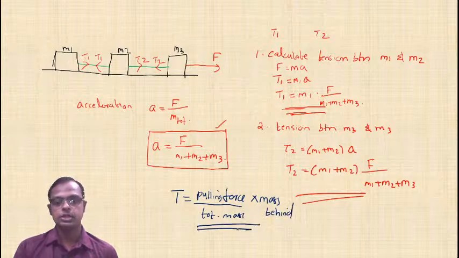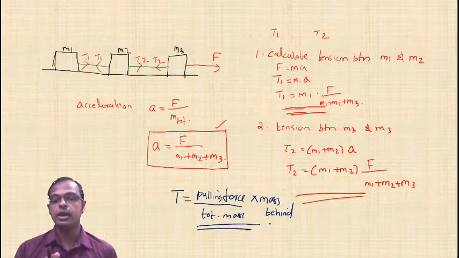So this is the general equation. We can make a conclusion from these two derivations. We can make a general equation like this: pulling force divided by total mass into mass behind, you will get the same equation for T1 and T2. Okay, pulling force, that is F, divided by total mass.